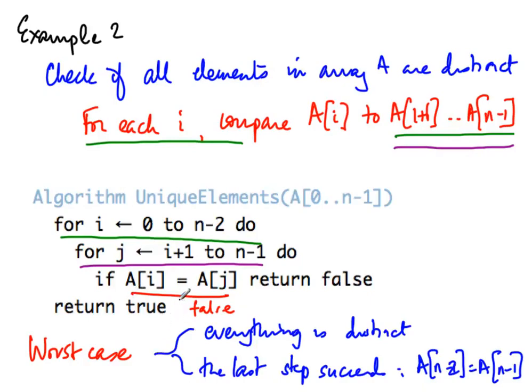How many times? So what is the basic operation here? The basic operation is this comparison, if A[i] equal to A[j]. So how many times is this comparison A[i] equal to A[j] executed in the worst case?